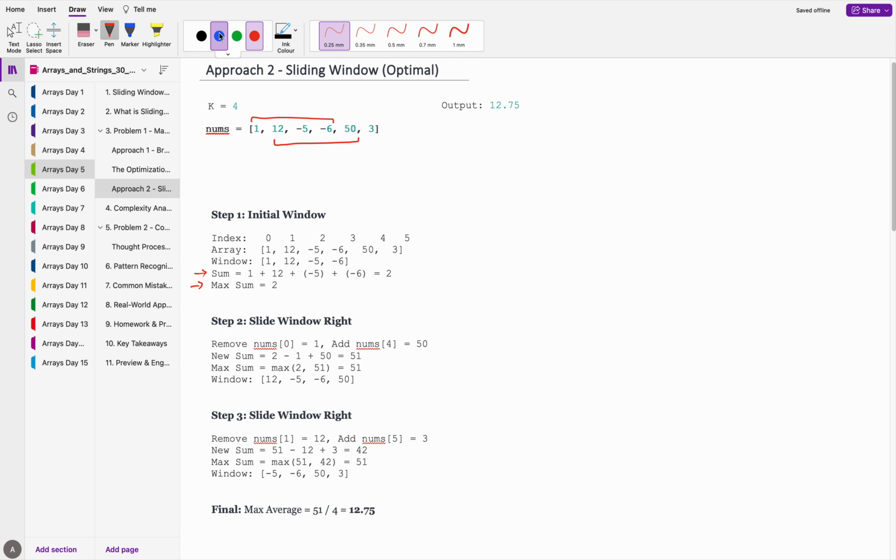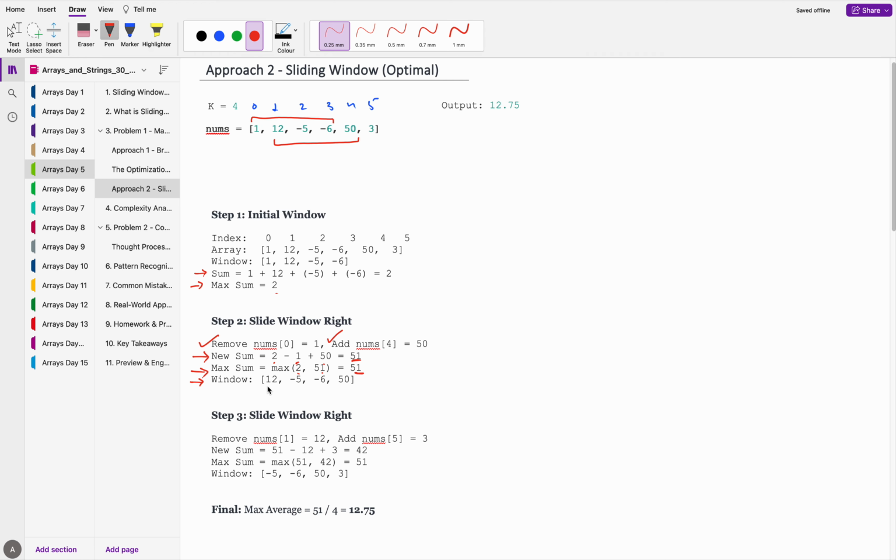Why? Because we have started working in this way. We are avoiding recalculation, है ना? That's why we'll remove and we'll add. तो क्या करेंगे अभी? New sum equals to, this is a previous sum 2 minus 1 plus 50, which is 51. Correct? 51 मिल गया. Max sum would be, previous max sum was 2, so max of 2 comma 51. So 51 would get updated here.